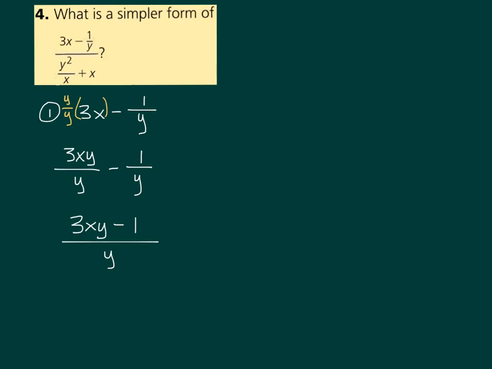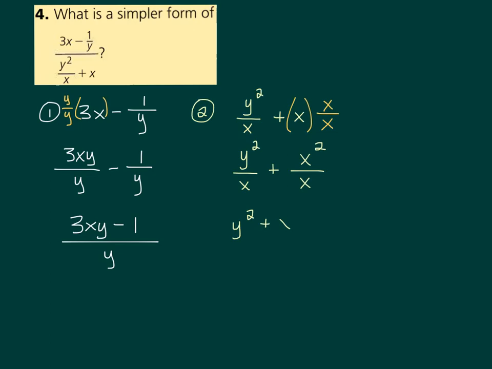Second part of the problem. We just simplified the numerator. Now let's look at the denominator. Y squared over x plus x. Multiply here by x over x. We get y squared over x plus x squared over x. Again, the reason we did that, to get a common denominator. Combine those together, we get y squared plus x squared all over x.